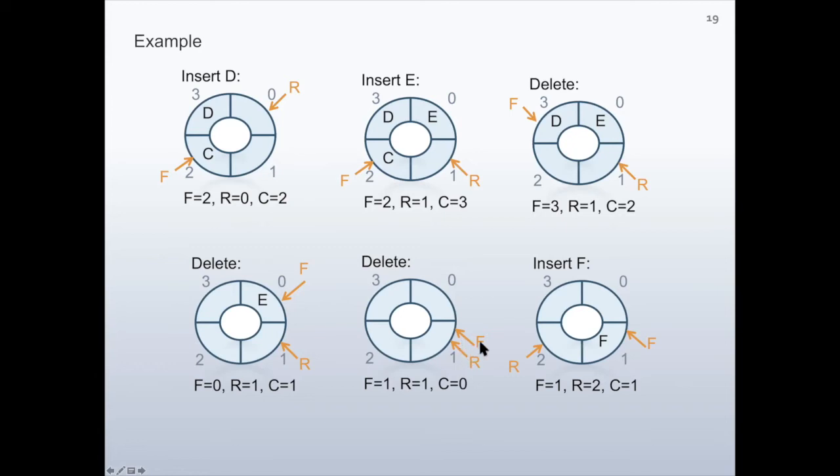Now notice that front and rear are the same. The Q may be full or empty. Because count is 0, we understand that Q is empty. There is an insert operation. Because Q is not full, we can insert it. And it is inserted at the location pointed by rear. And rear is incremented by 1. And also count is incremented by 1.